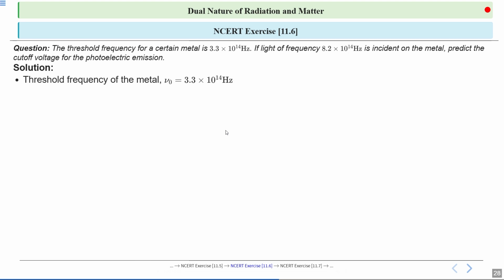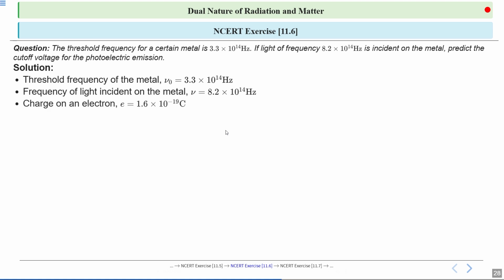First, let's note the threshold frequency of the metal, which is 3.3 times 10 to the power 14 Hertz. This value tells us the lowest frequency of the light that can cause electrons to be emitted from this material. If the light has a frequency lower than this, no electrons will be emitted, no matter how intense the light is. Next, the frequency of the incident light is given as 8.2 into 10 raised to the power 14 Hertz. This is much higher than the threshold frequency, so we can expect photoelectric emission to occur.